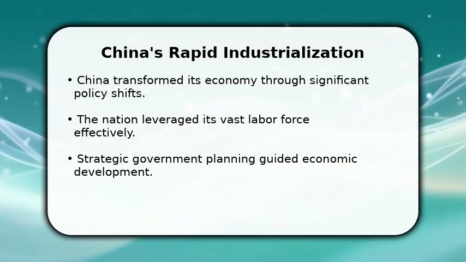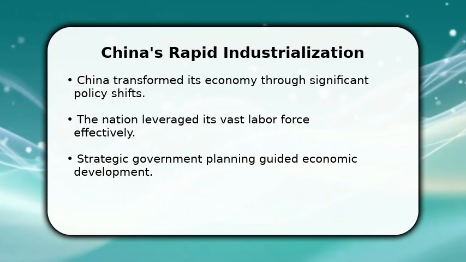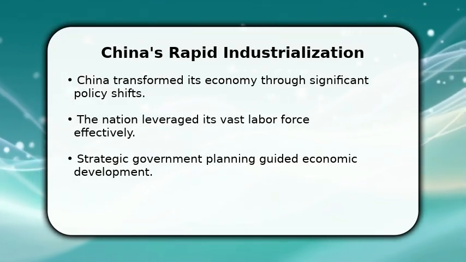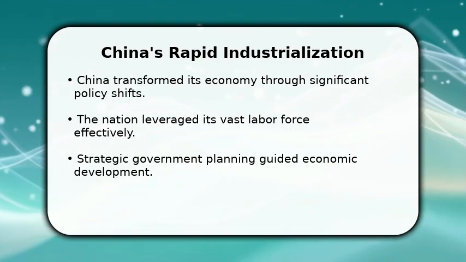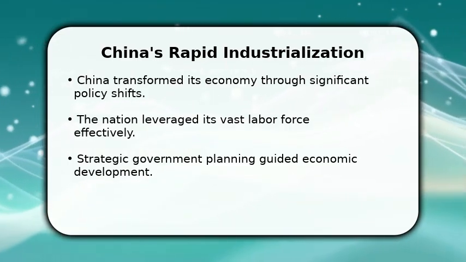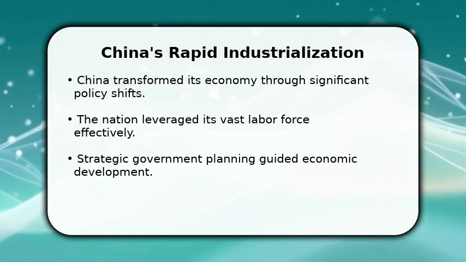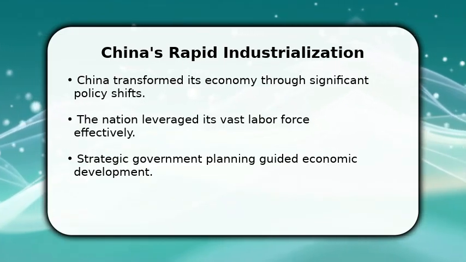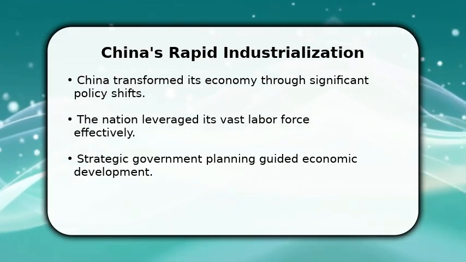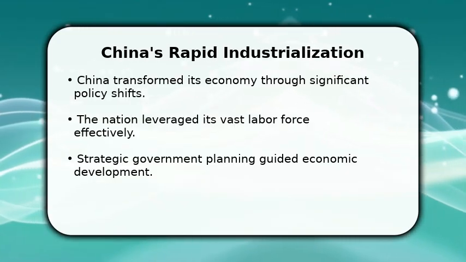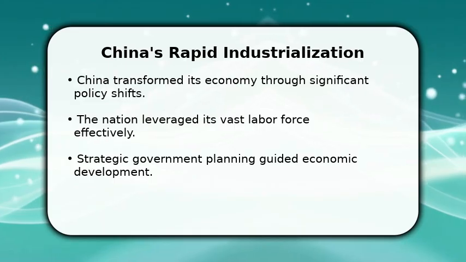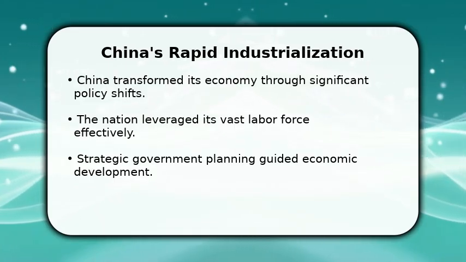In this video, I will explain how China industrialized so quickly. We'll explore the key strategies and policies that propelled its economic transformation. Understanding these factors provides insight into a remarkable period of global economic change. We'll cover the shift towards market-oriented policies, the impact of foreign capital, and the role of a large workforce. This rapid development reshaped the global economic landscape.